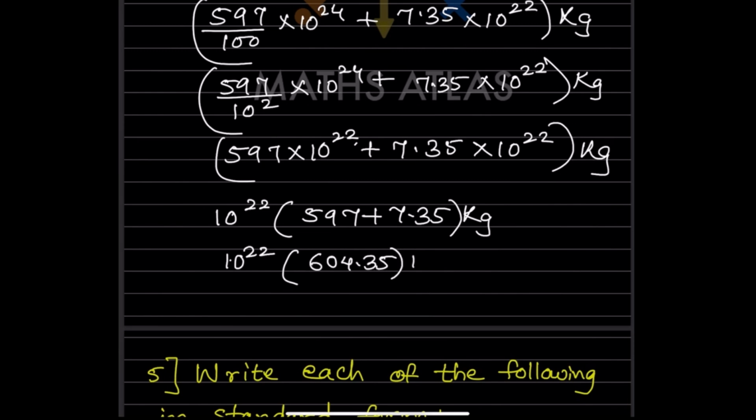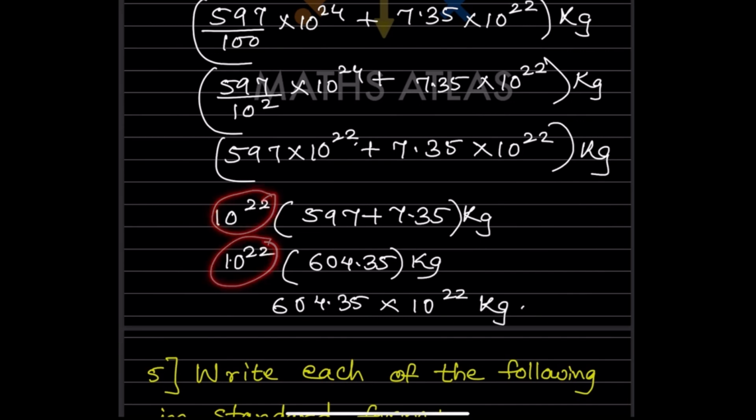So we can write here 604.35 kilograms. That can also be written as 604.35 into 10 raised to 22 kilograms. So this is the answer. Now, did you get it? Why that was changed? Now these calculations become easier. If you had divided by 100, it could have been a lengthy calculation.